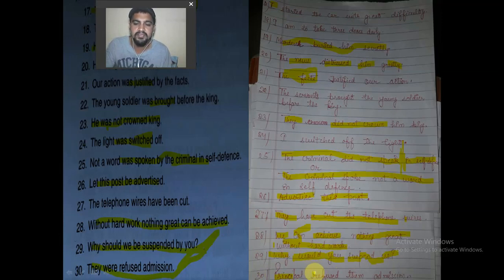That means a past indefinite statement in the passive form. So a past indefinite statement in the active form is to be written with the verb's second form, refused. Principal, then subject plus verb second form plus object. Then they will change into them. Okay, admission would be used as it is. Okay, I think this exercise is clear to you.